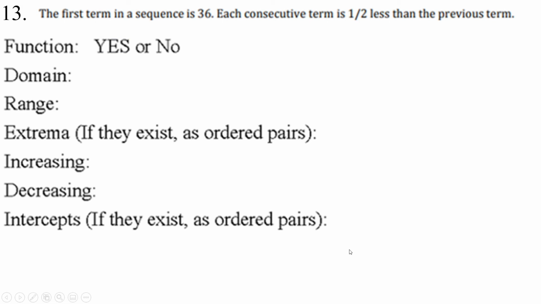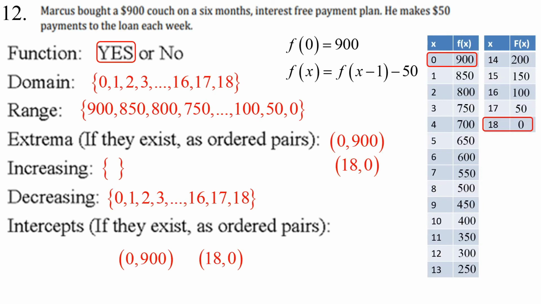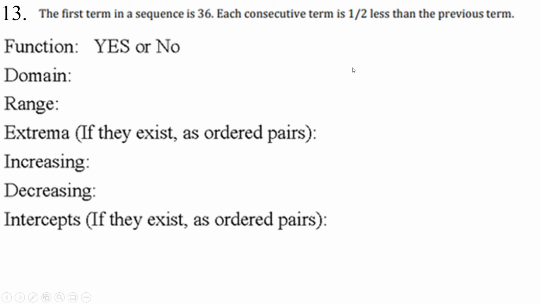Okay, number 13. Same problem, except this time each consecutive term is 1/2 less than the previous term. All right. So this sequence was what? Okay, pattern of change, minus 50. So if I did a sequence, that would have been arithmetic. I'm thinking of the problem before that, though. But anyway, this sequence right here, 1/2 less than, that would be arithmetic.